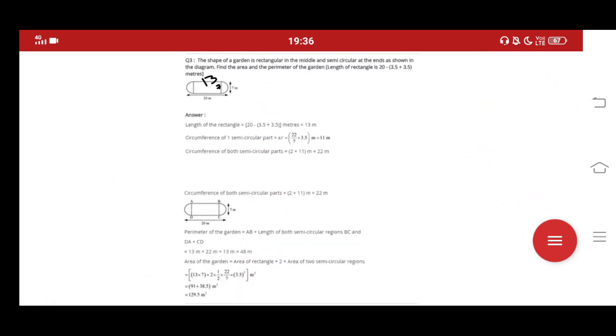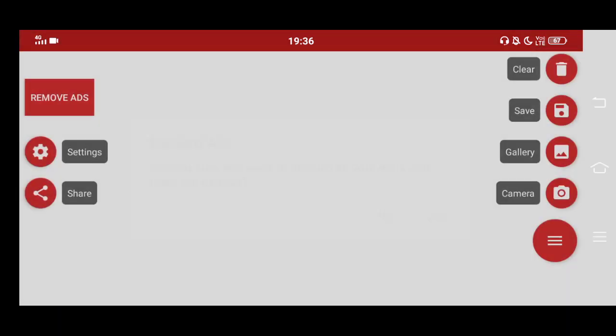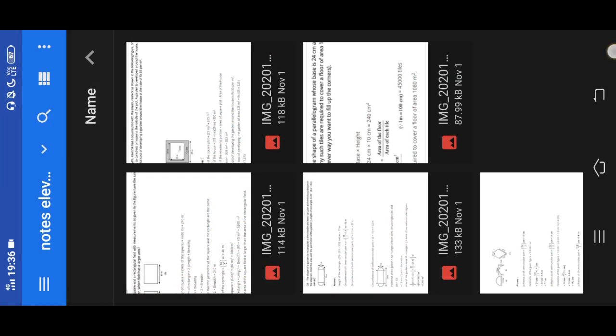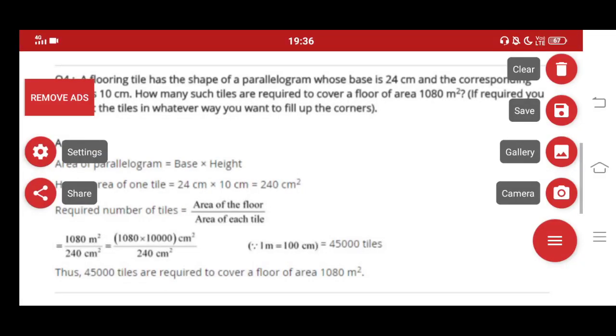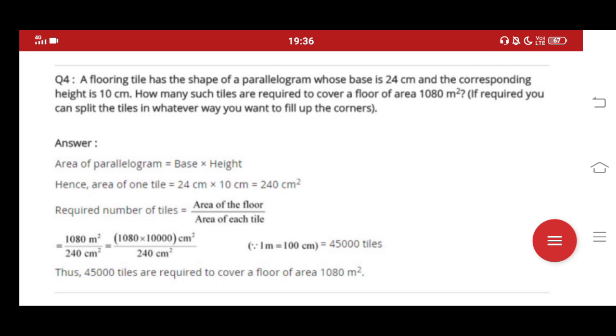Now let us move towards question number 4. So see here, this is our question number 4. A flooring tile has the shape of a parallelogram whose base is 24 cm and the corresponding height is 10 cm. Then how many such tiles are required to cover a floor of area 1080 meters square? If required, you can split the tiles in whatever way you want to fill up the corners.